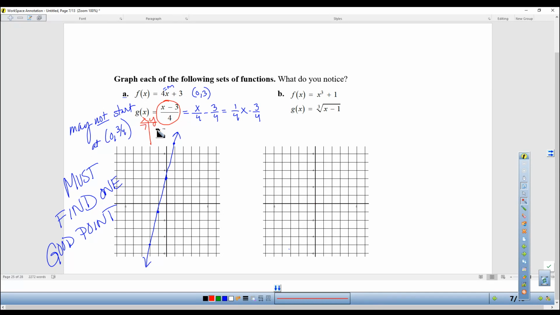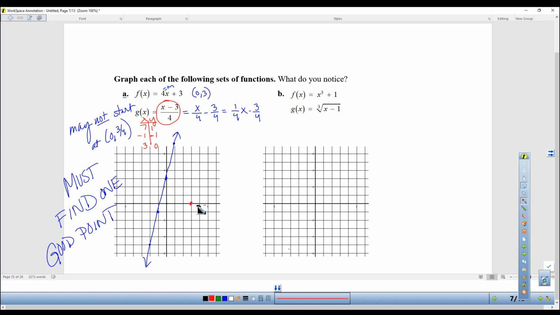7 minus 3 is 4, over 4 is 1. Okay. Another one would be minus 1. Minus 1 minus 3 is minus 4, over negative 4 is negative 1. And of course, there's a nice easy one. 3 minus 3 is 0, and 0 divided by 4 is 0. So now you actually have enough.